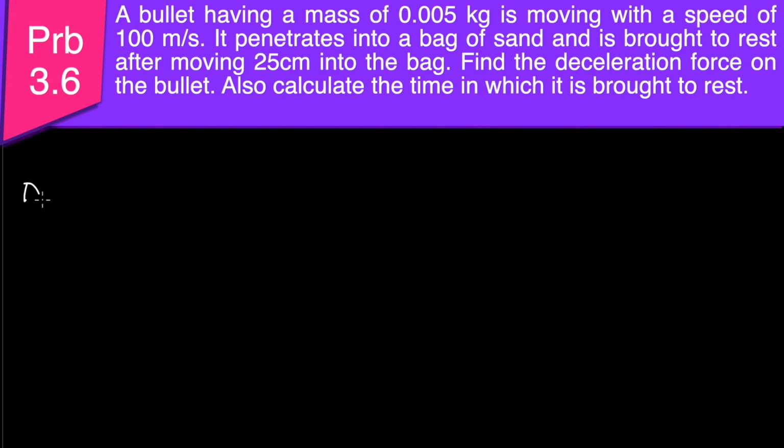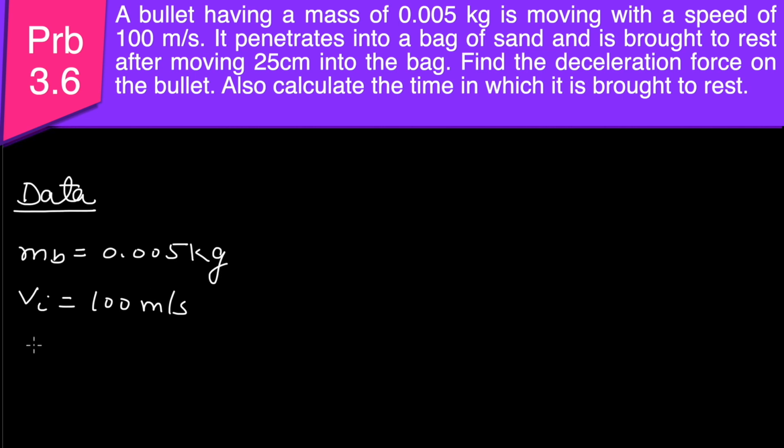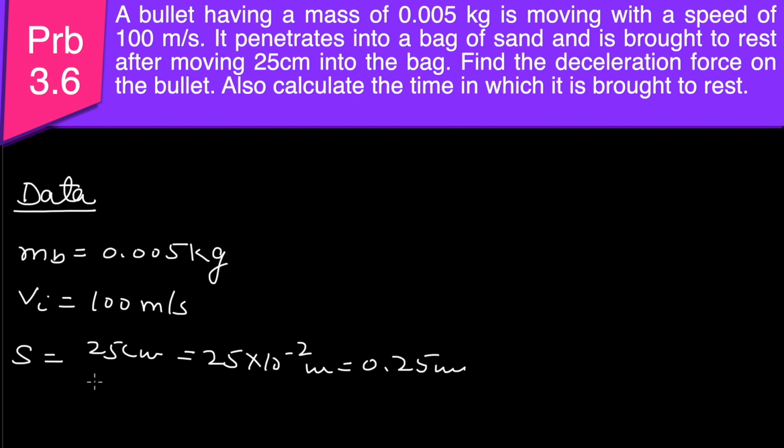So let us write down the data from this problem. So mass of the bullet mb is 0.05 kilogram. The velocity of the bullet, which we call initial velocity, is 100 meters per second. Distance covered by this bullet is 25 centimeters. So we will convert this 25 centimeter into meter. So this will become 0.25 meter. And we know that final velocity is 0 when the bullet is stopped inside the sand. So we have to find the force on this bullet and the time taken to cover this distance.